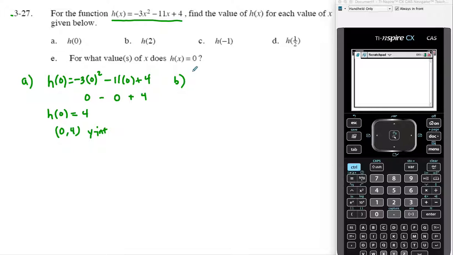Let's do the same thing here. We're going to say h of 2. And it's important you put the 2 in here because the answer is only going to be what it is when 2 is in there. Just like over here, when we put in 0, the answer was 4. But we have to know what we put in to get the 4 out. So the same thing happens here. We're going to say negative 3 times 2 squared minus 11 times 2.